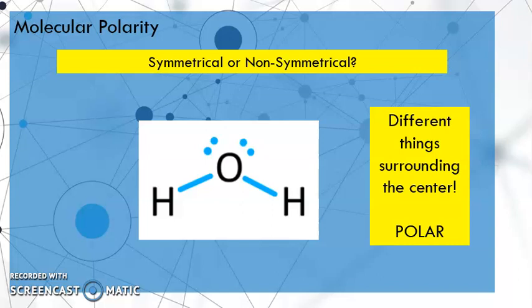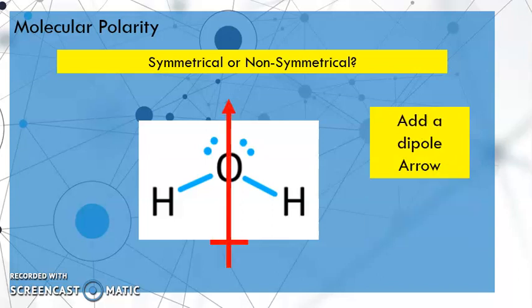So pro tip here, if you see lone pairs on your center, basically pretty much 100% of the time, your molecule will instantly become polar. Again, we would need to add a dipole arrow. The dipole arrow is going to be drawn in the direction of the most electronegative atom, in this case, oxygen. So the oxygen side of this molecule will be partially negative, and the hydrogen side of this molecule will be partially positive. And again, these water molecules can line up next to each other and become attracted.